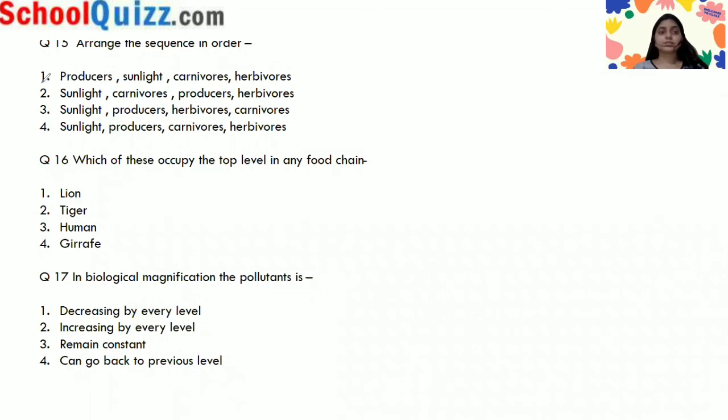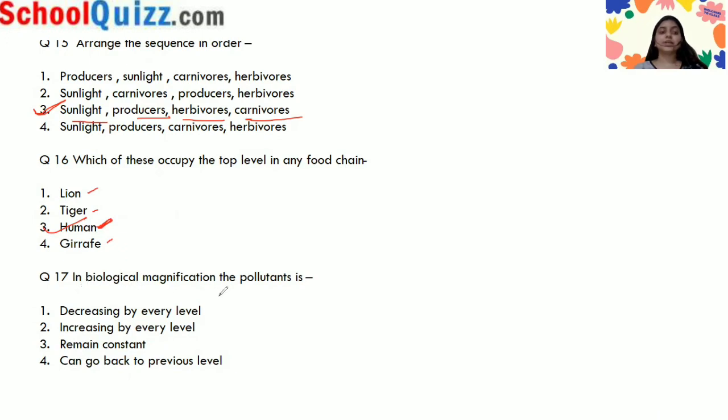So these questions are a bit confusing. Just remember, you should carefully read the options and then mark the right one. So the answer will be number three: sunlight, producers, herbivores, and then the carnivores. Question number 16: which of these occupy the top level in any food chain? So your answer will be human. The lion, tiger, yes. Giraffe, yes. But human is the top level in the consumers.